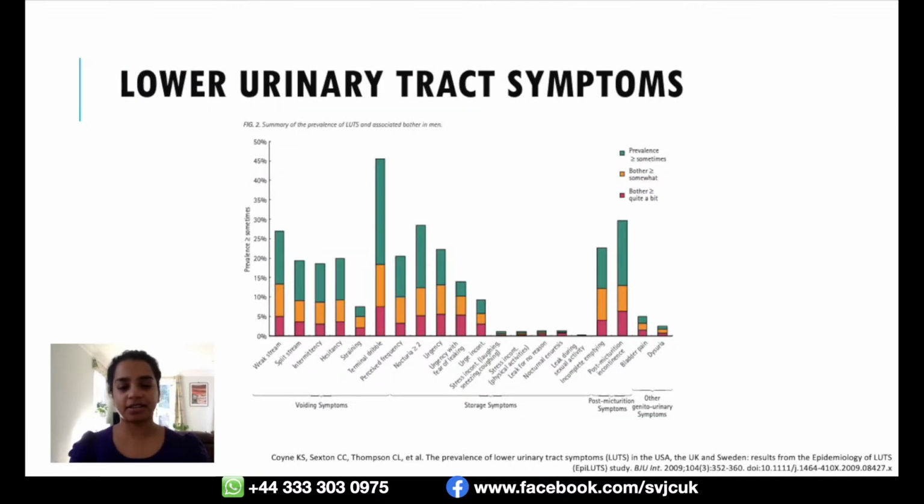Now, this slide is just for interest, as I found this study by Coyne and Sexton, which was known as the EpiLUTS study, looking at the prevalence of lower urinary tract symptoms in both males and females across the UK, Sweden, and the USA. Interestingly, the most bothersome LUTS identified during this study included weak stream, terminal dribbling, nocturia, incomplete emptying, and post-micturition dribble, and these caused more bother across both males and females.